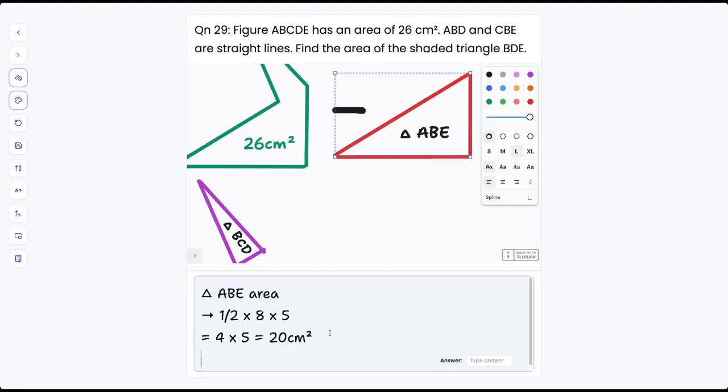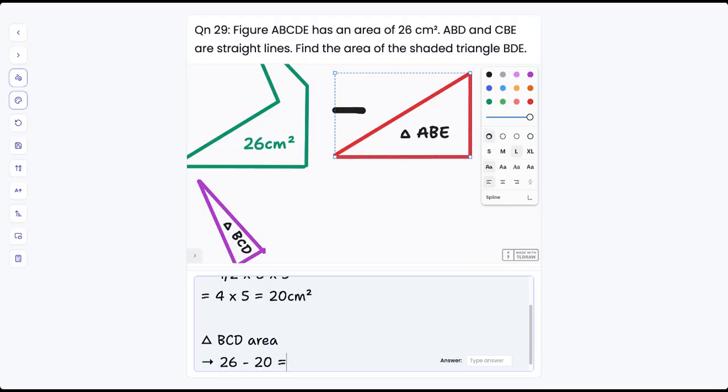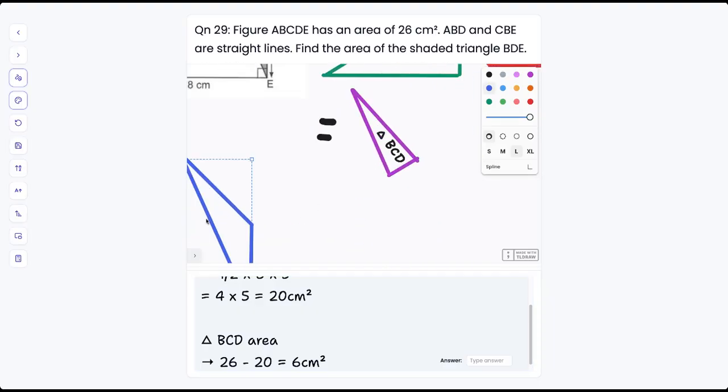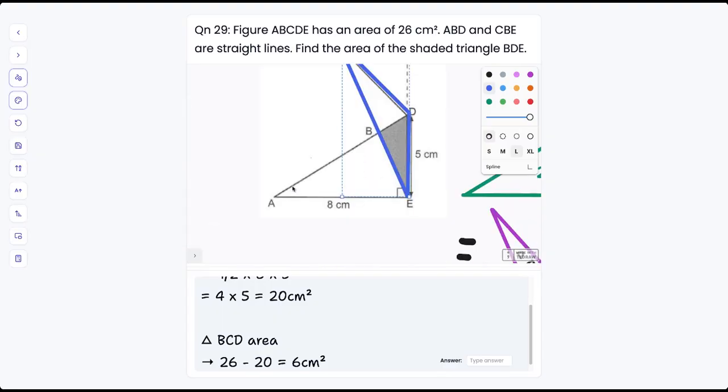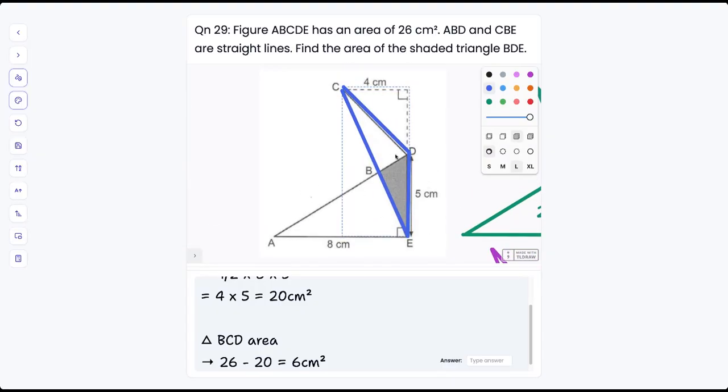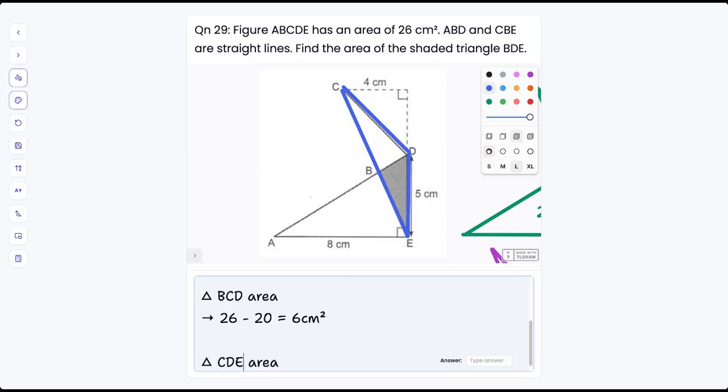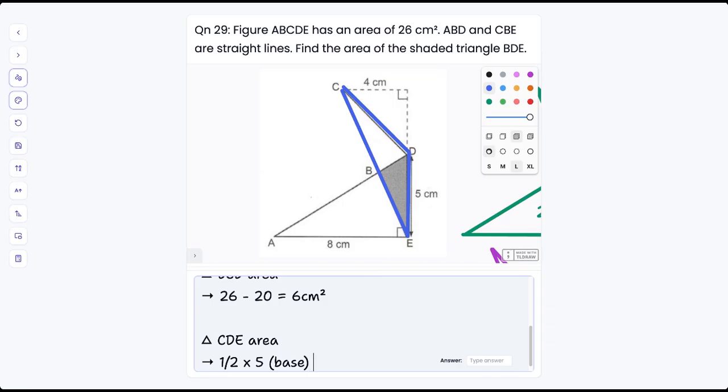Now that we have the ABE area, we can subtract to get BCD. Triangle BCD is equal to 26 minus 20, which gives us 6 centimeters square. So this is the BCD area. Then the last one is triangle CDE, this purple one over here. CDE is equal to half times 5, which is the base, times the height, which is 4.